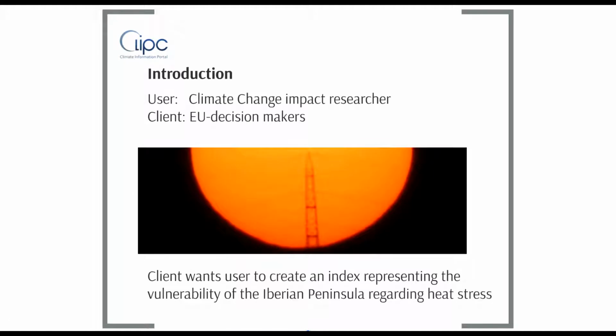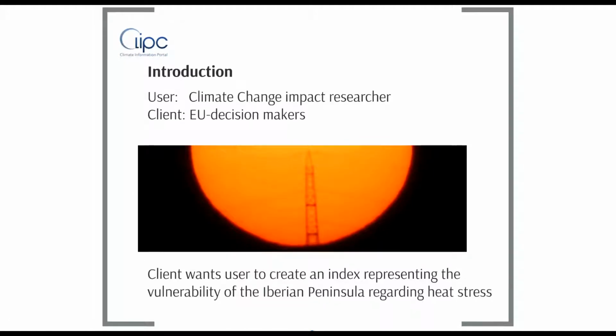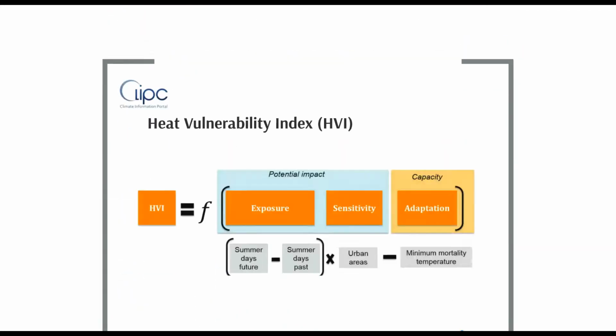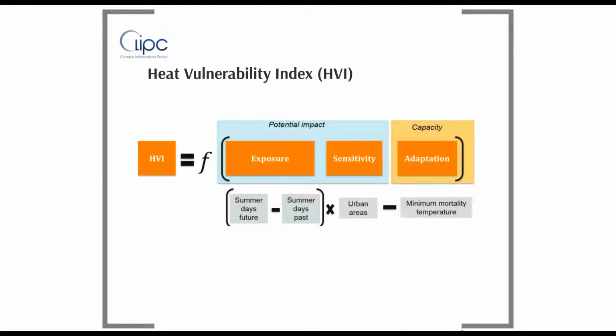Imagine the following scenario. A group of EU decision-makers ask an impact researcher to identify the most vulnerable regions in the Iberian Peninsula via a Heat Vulnerability Index, or for short, HVI. The researcher develops the HVI to account for three aspects, namely future temperatures across the Iberian Peninsula, future urban area, and past adaptation of the population to the current climate.